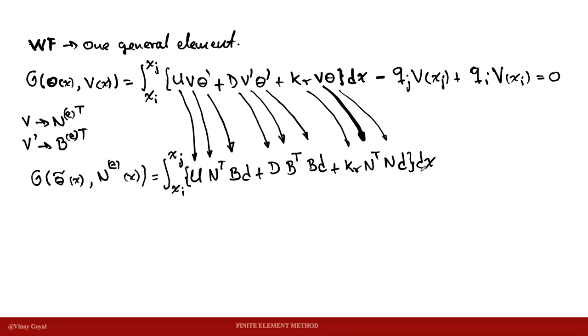Now, for the boundary conditions, the only natural boundary condition that we have is at the node J. But okay, this is general, so just keep it like this for now. Let's move Q to the other side. And this Q contains the information of the flux of the material at node I and the flux of the material at node J.